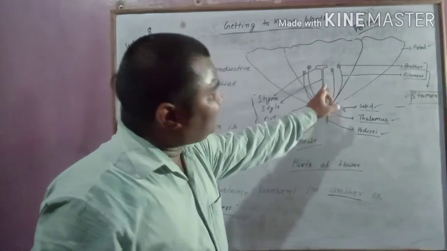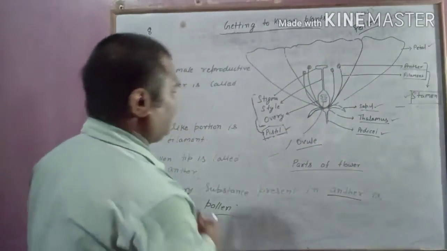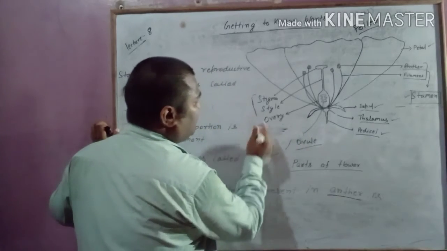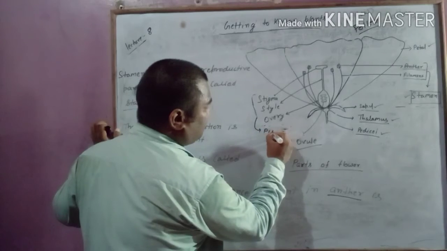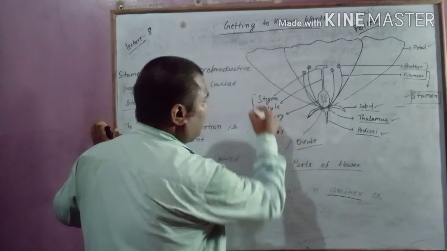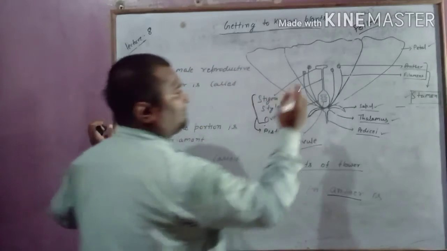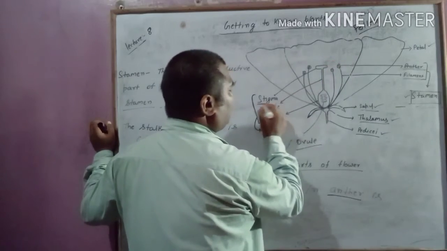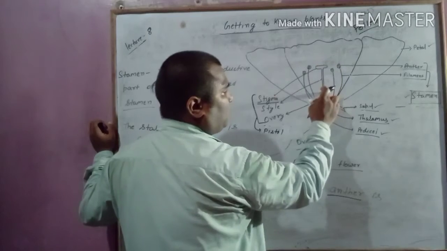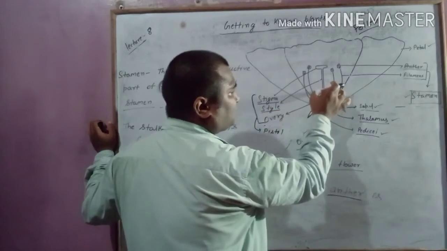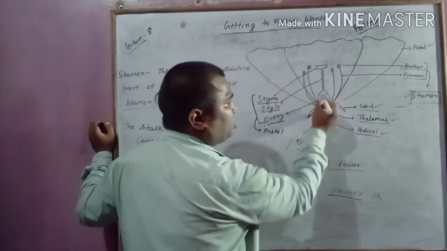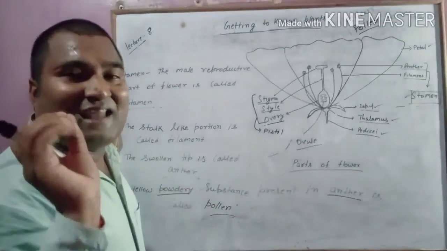The flask-like structure present at the center is called pistil. It has three parts. The top swollen part is called stigma. The stalk which connects the stigma to the ovary is called style, and the swollen base is called ovary. If you cut open this ovary, you will see tiny egg-like structures.